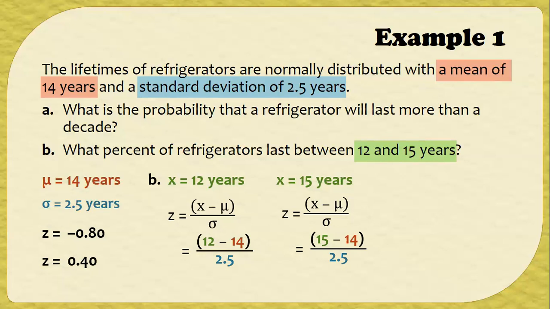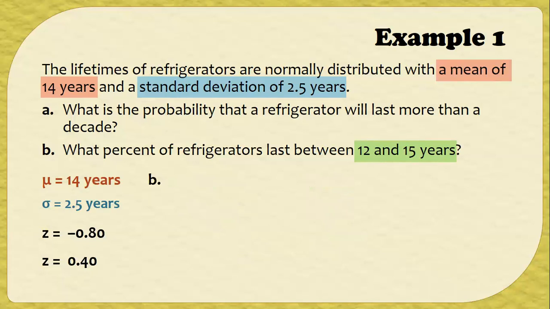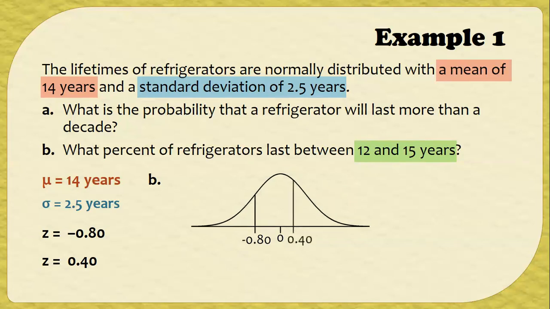Next, we're going to want to draw a curve. So let's give ourselves some space here. There we go. I'm going to draw that first z-score first. Negative 0.80 is a negative number, so I'm going to draw that on the left of the 0. The second z-score is a positive 0.40, so I want to make sure that goes to the right of 0. So I've graphed my two z-scores.